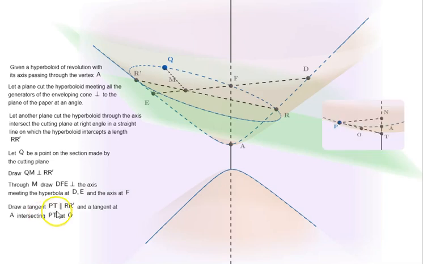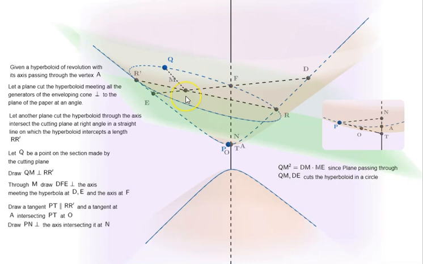Now draw a tangent PT parallel to r prime and a tangent at A intersecting PT at O. T is the intersection of the tangent with the axis and a tangent at A. Now we draw PN perpendicular to the axis intersecting it at N. Now QM square is equal to DM times ME.